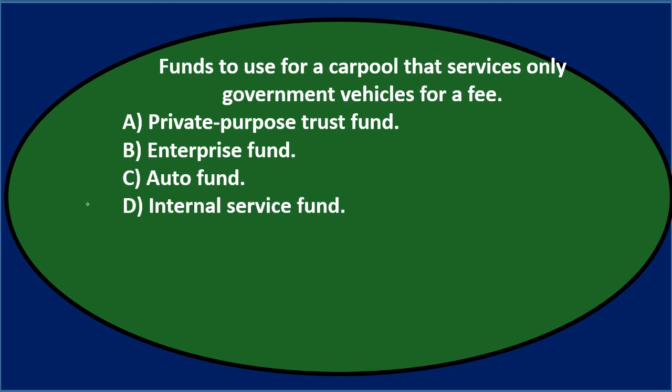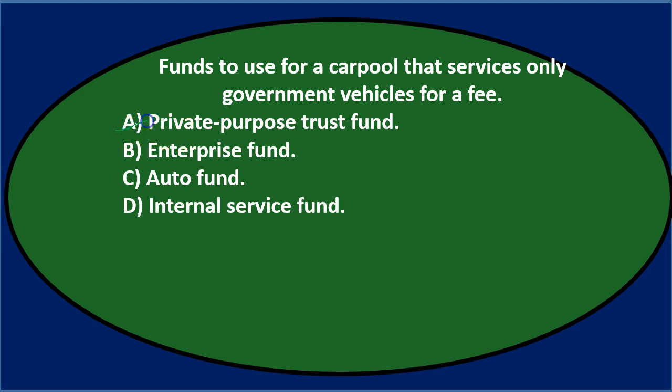Next question. Funds to use for a carpool that services only government vehicles for a fee. Either A, private purpose trust fund, B, enterprise fund, C, auto fund, or D, internal service fund. Let's go through this again using the process of elimination. Is it A, private purpose trust fund? So again, a trust fund, anytime you see the word trust, it's going to be a fiduciary type of fund. It doesn't sound like this is going to be an activity.